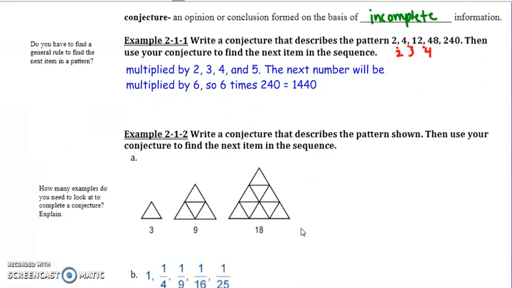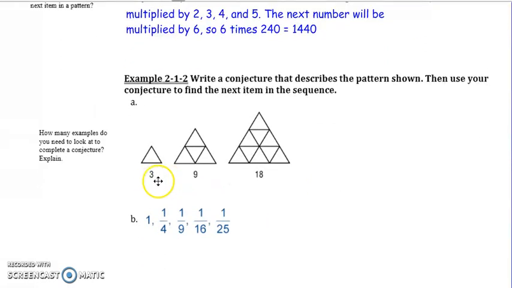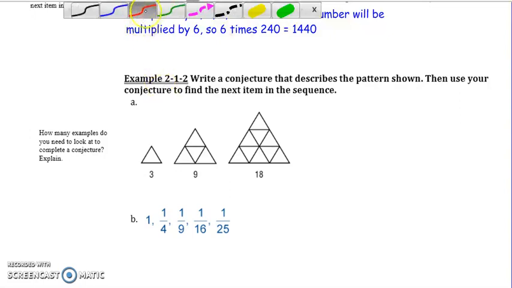So next we have this pattern, 3, 9, 18. So how are we getting from that first one to the next one? It looks like add 6, add 9. So what would we add next? We would add 12. So we would be at 30 for the number.